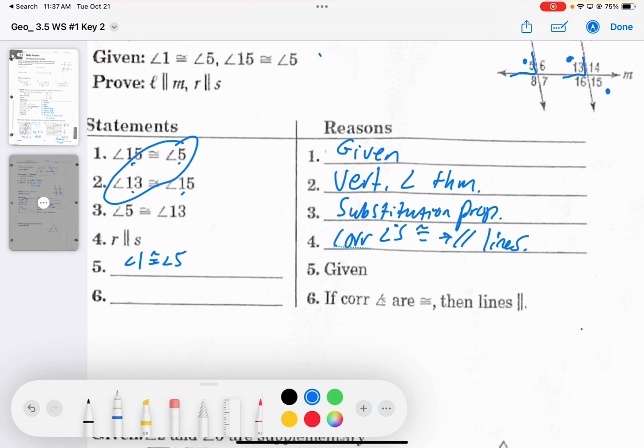Okay, and then it goes on to say if corresponding angles are congruent, the lines are parallel. Well, shoot, man. It's the last statement I want to write. So what am I going to write for 6?